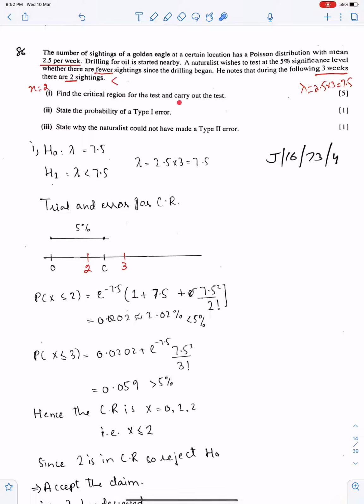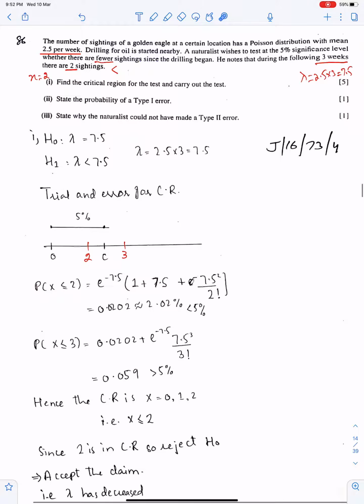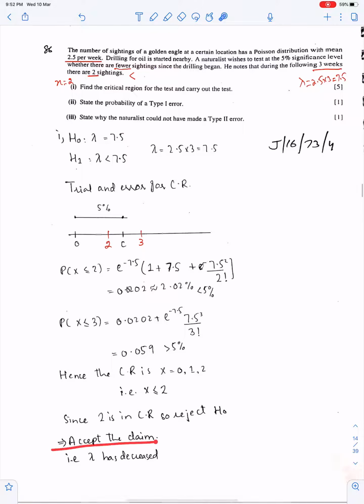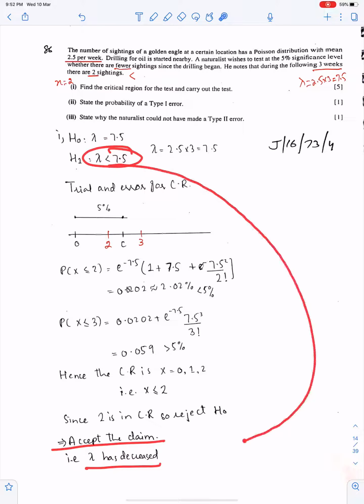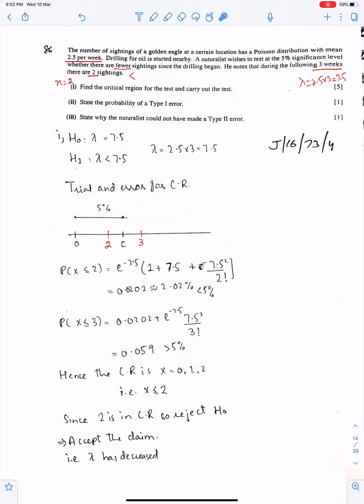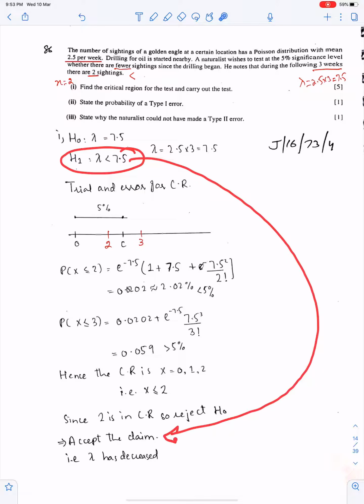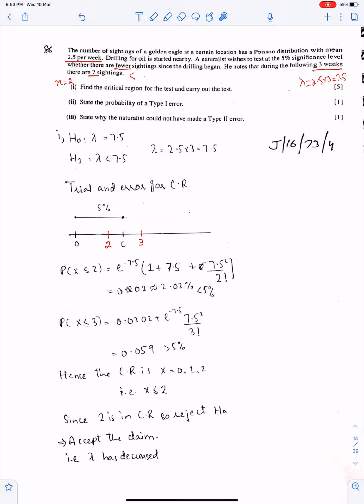Now the question is to carry out the test. The test value is 2. Now we just need to observe whether 2 lies in the critical region or not. Since 2 lies in the critical region, therefore accept the claim. Accept the claim means lambda has decreased. You are accepting this fact. When you accept the claim, you are accepting H1. That means lambda has decreased.